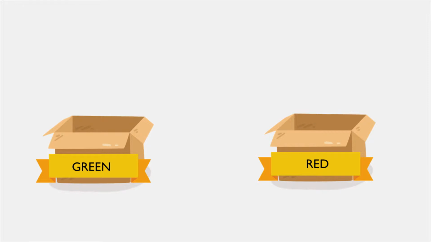So I'm going to label the one on the left as green and label the one on the right as red. So these boxes, instead of storing actual apples, store the amount instead. So on the left, we put in the value 5, and the one on the right, we put in the value 7. So this is how you can visualize a variable.